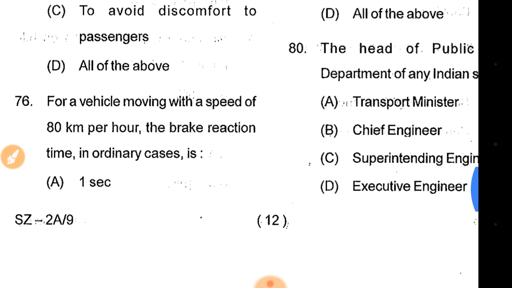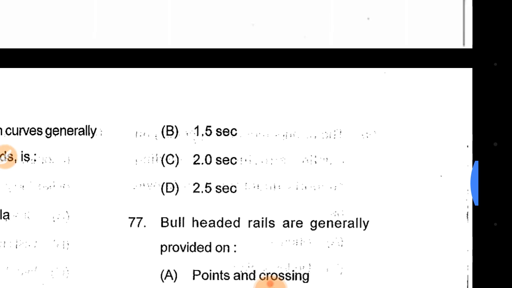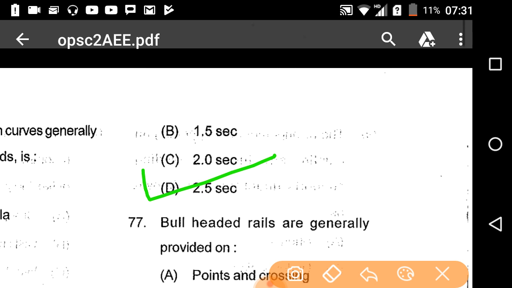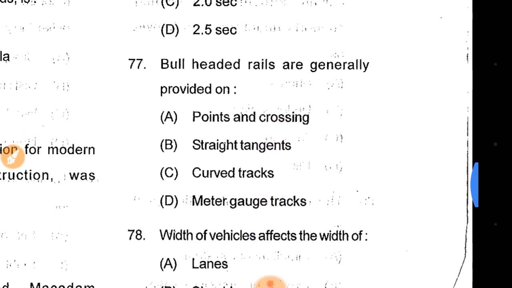For a vehicle moving with a speed of 80 km/h, the brake reaction time in ordinary cases is 1 second, 1.5 second, 2 second, 2.5 second. Okay, 2.5 second. Bull-headed rails are generally provided on points and crossings.